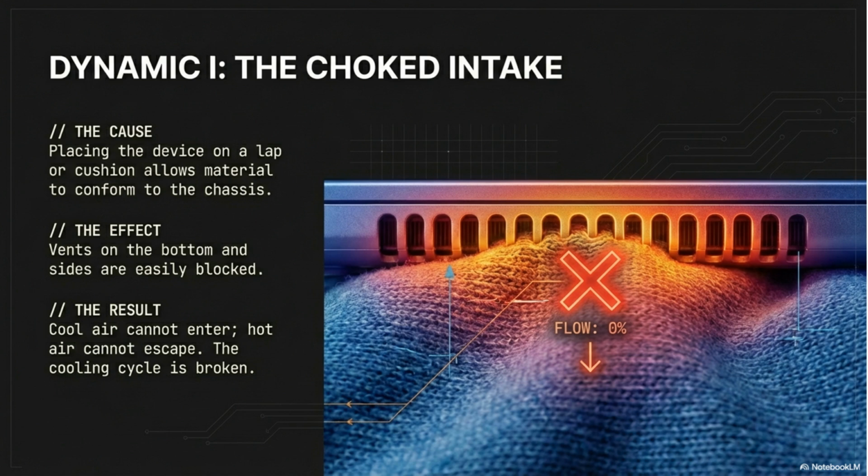The first dynamic is the choked intake. Placing the device on a lap or cushion allows the material to block the bottom and side vents. The cooling cycle is broken because cool air cannot enter and hot air cannot escape.